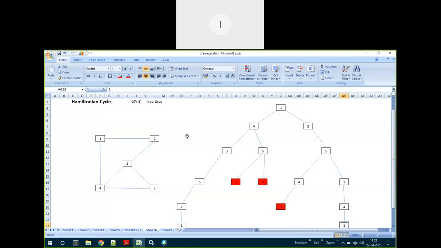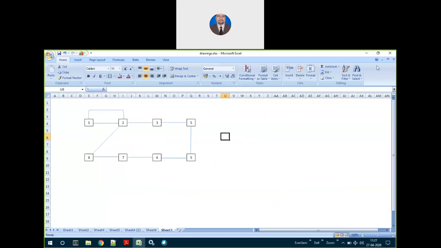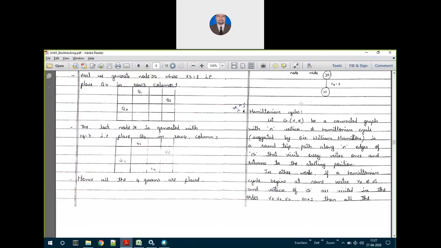Okay. So let us see another example for the Hamiltonian cycle. The second example is this one. Now in this particular graph, how many vertices are there? There are a total of 8 vertices, and we need to find the solution for this one. For this example, I will take the notes and show you how the state space tree is drawn. Before going to that, we may just see the definition also.